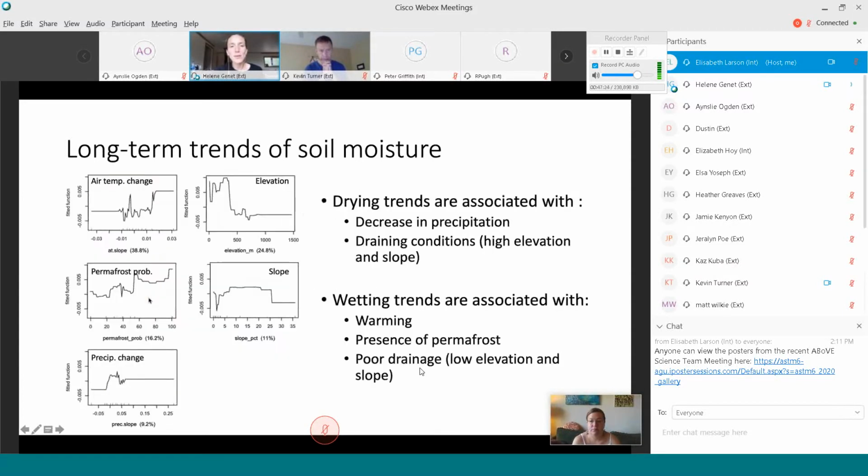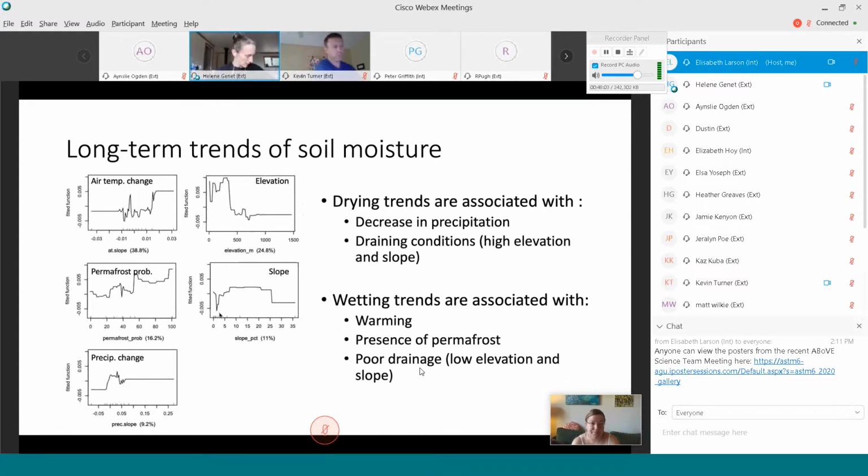We are trying to really dig into the metadata to really get a good sense of what the drainage conditions are. And Neil is extracting also additional remote sensing data so we can characterize the draining conditions a little better. So this is really initial results. And the wetting trends are associated with warming, the presence of permafrost here, and poor drainage in general, so lower elevation and lower slopes. And the slopes here are important.